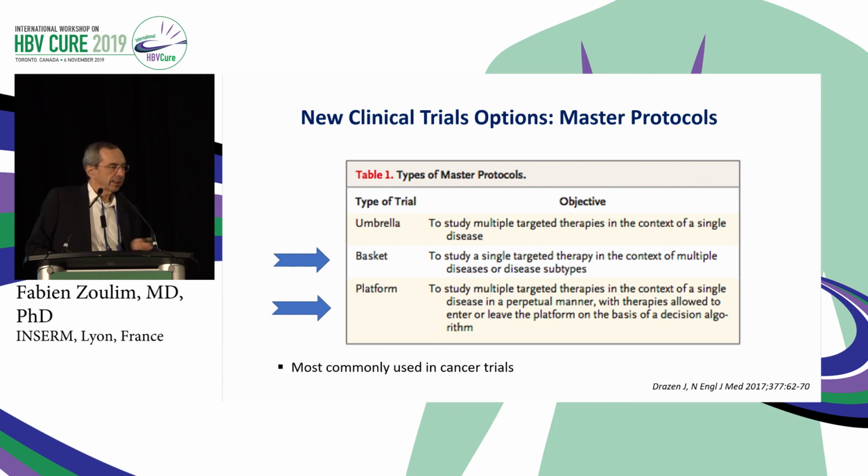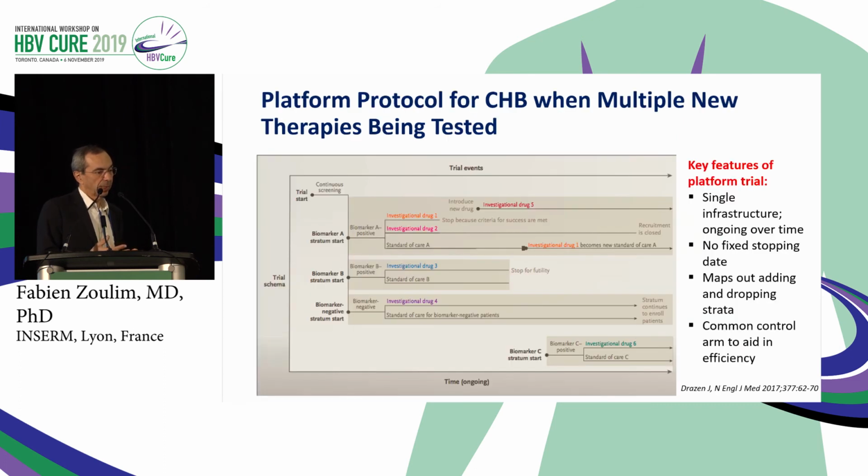Then there are some new clinical trial designs that came up in the oncology field, and what is really interesting now is the platform type of trial, because in that situation you can study multiple targeted therapies in the context of a single disease in a perpetual manner, so that you can have a single infrastructure that is ongoing over time.